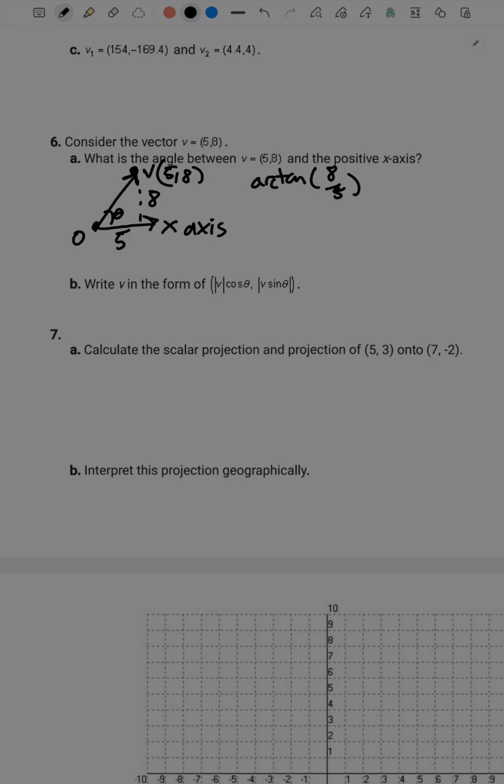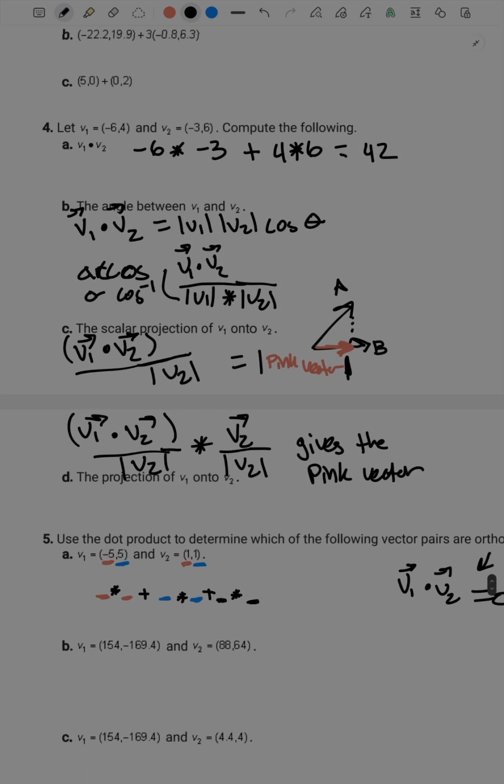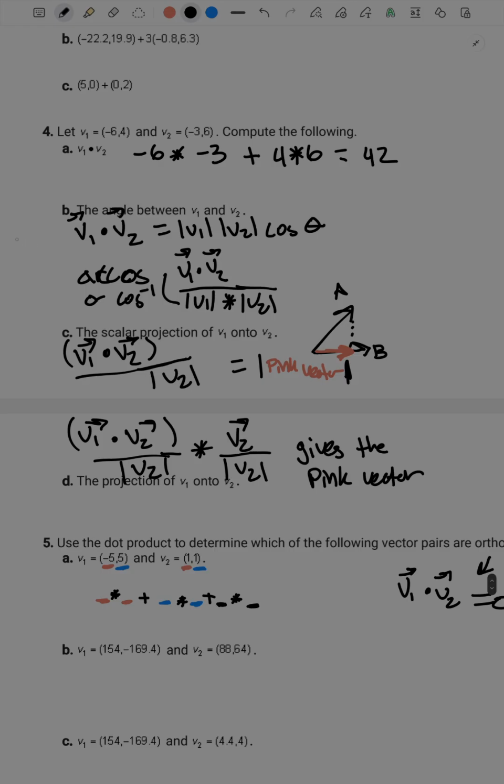I suppose you can also say that the x-axis is the same thing as the vector (1, 0). This is also sometimes called i-hat, which you'll see in a lot of physics or math textbooks. And so you could also do what we did up here, in part B, where you do the dot product and then divide by the magnitude. I personally think it's a little bit more confusing, but that might be what this textbook wants you to do.